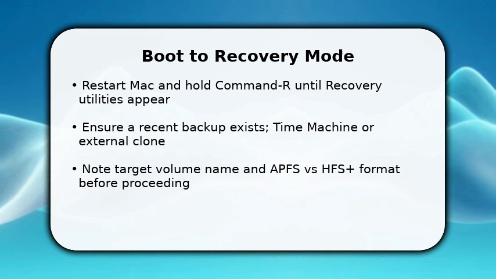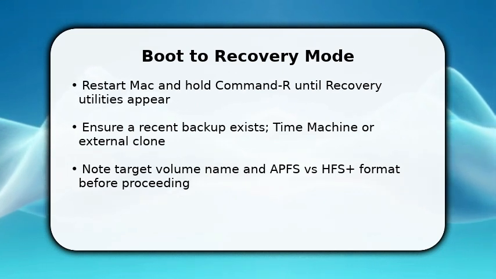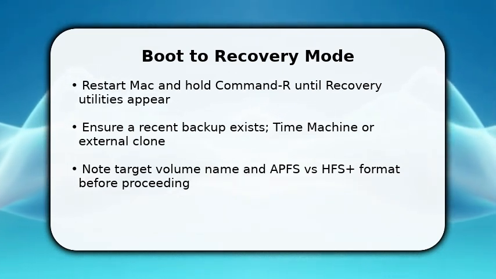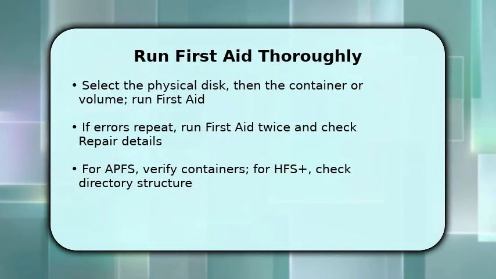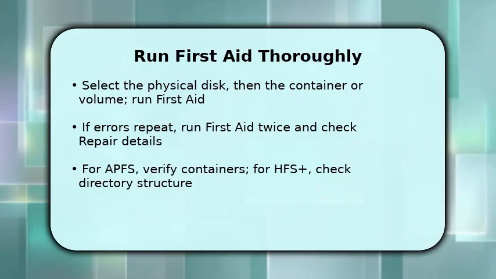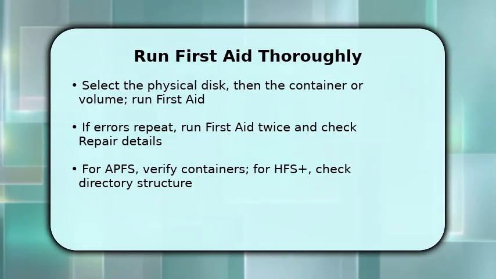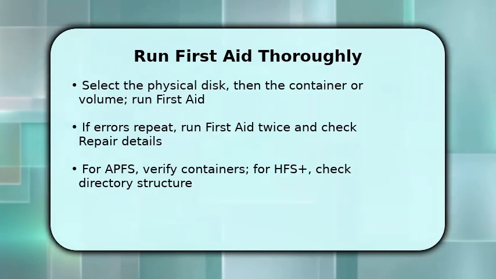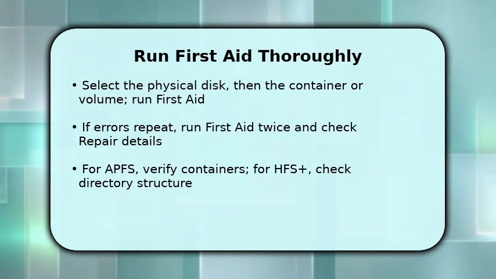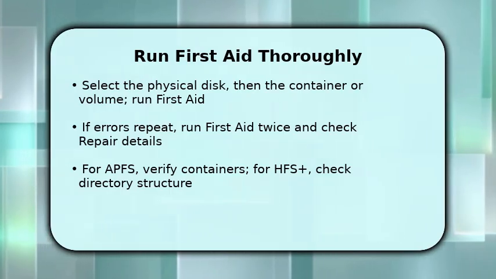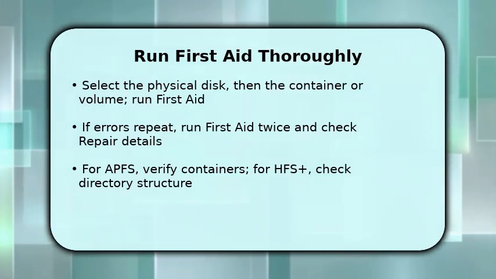You'll run First Aid on the disk hierarchy. Start with the physical drive, then the APFS container or HFS+ volume. Click First Aid and let it run until it finishes. If it reports errors, run it a second time because some issues clear only after multiple passes. Once done, review the logged messages to understand fixes applied.